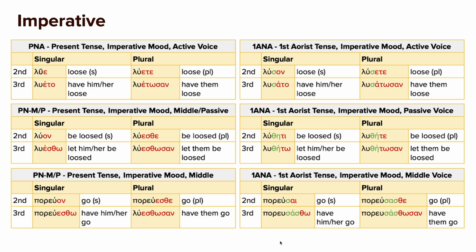So poreuesthosan. And then over here we have our AMA, so our first aorist, and I'm going to say first aorist because there's a lot of irregular second aorists that don't fall into this form. Poreusai, notice it's similar but not quite the same as up here. Poreusai, poreusasthe, and then poreusasthoo and poreusasthosan. This is very similar.